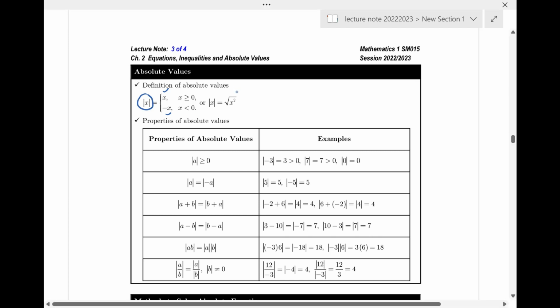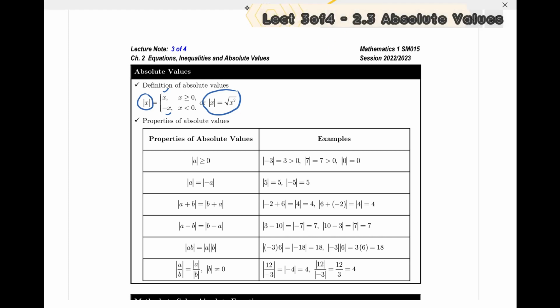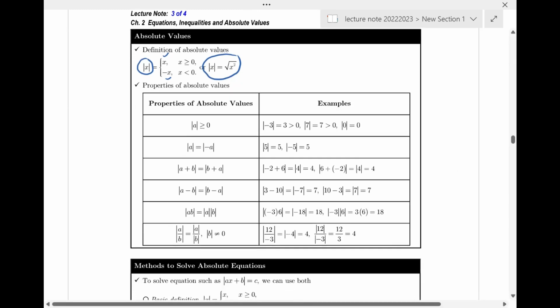Or the modulus itself is actually a distance, the definition of distance. So it is equal to the square root of x squared. Whatever the function inside the modulus, we need to square first and then we take the square root of the squared function. The second one, we also have some properties of absolute values. You can see all the properties of absolute values here in the table together with the examples. I think you can go through it all by yourself.